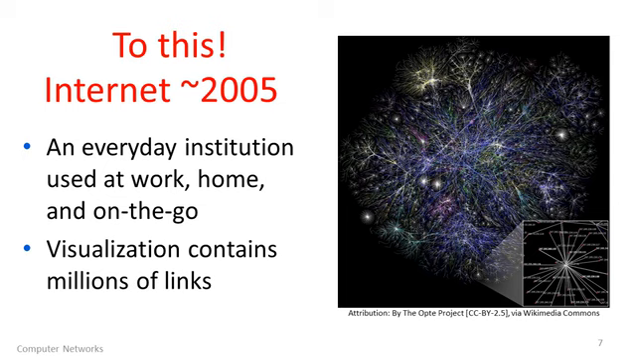Here's something that's closer to where we are today. This is a visualization of the internet around 2005. And by this time, the internet has turned into an everyday institution. It's something that nearly all of us use. We use it at work, at home, and while we're on the go. Now, actually, no one knows what the internet looks like anymore at this scale. This picture really is a visualization that's based on just a data set that's been gathered to give a good approximation of what the internet looks like. And you can see it looks more like a star chart with millions of links in there. So it's really quite an amazingly complicated structure nowadays.